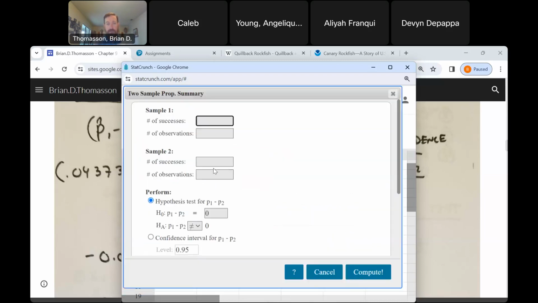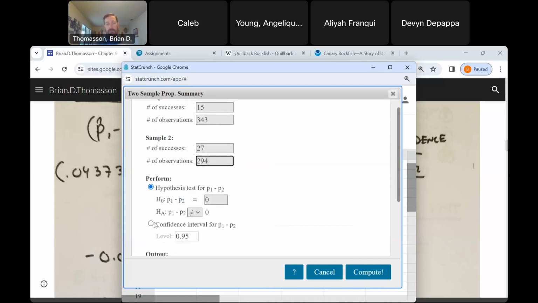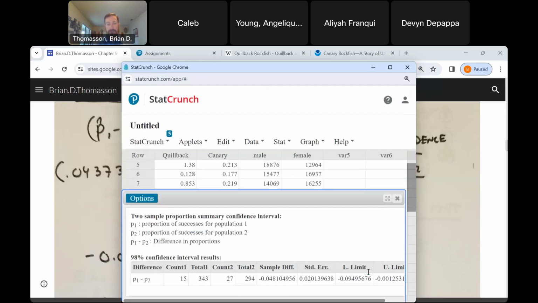Then we have to enter the number of successes and trials for each group, which is 15 and 343, and 27 and 294. Then, instead of leaving it on hypothesis test, we go down to confidence interval and put in, in this case, 98%. Okay, is that helpful?